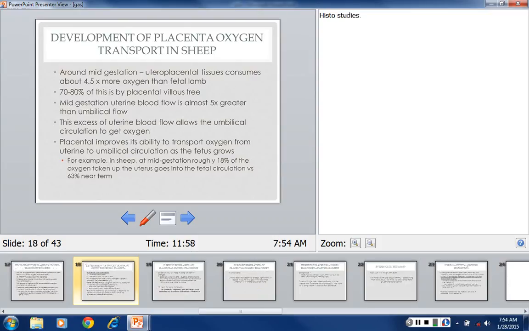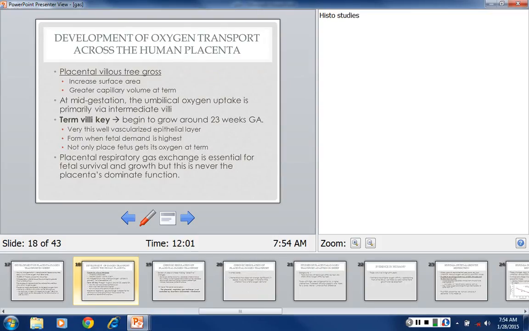Why is this? And this is key. Because the placental villus tree grows. You increase surface area and you get greater capillary volume at term. The main thing that really changes is you go from these intermediate vessels, which have a high resistance, to terminal vessels, which are much thinner and have a much lower resistance. And they think that babies that are IUGR, and we'll touch on this, when they study some placentas, they don't have as much terminal villi as intermediate villi, so that's the reason the baby is getting less oxygen, and that's the reason for some of the Doppler changes that we see.